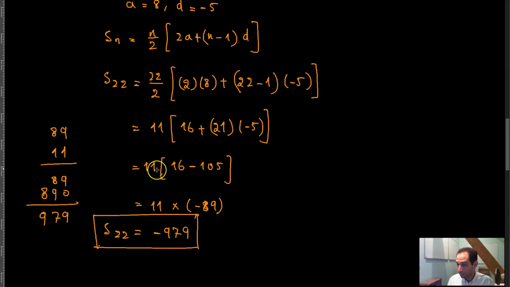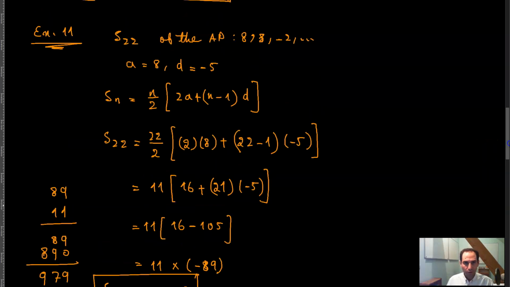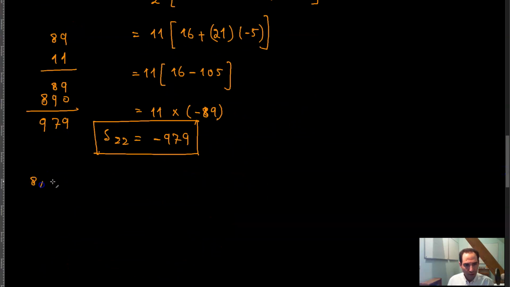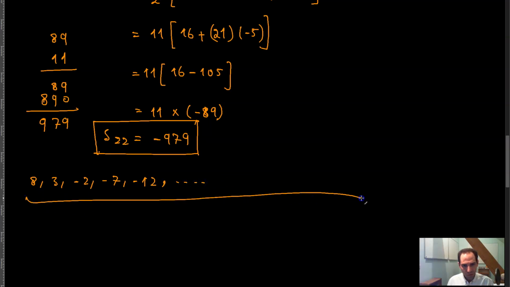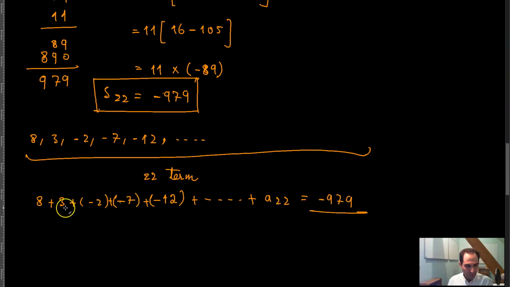Negative 979. So what this means is that if you write the first 22 terms of this AP, which starts with an 8, and then 3, and then negative 2, and then negative 7, and then negative 12, and so on and so forth, go all the way up to 22 terms, and add them together, meaning that you write 8 plus 3 plus negative 2 plus negative 7 plus negative 12, and so on, all the way up to A of 22, that should be equal to negative 979. And you're getting a negative number because, as you can see, only these two terms here are positive, the rest of the terms here are negative.